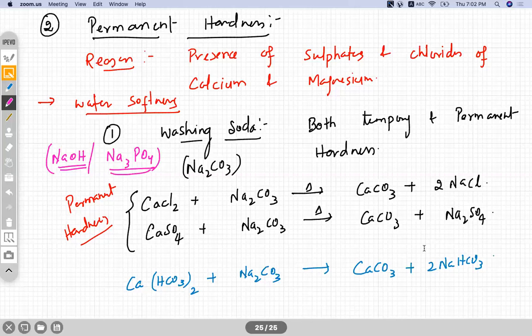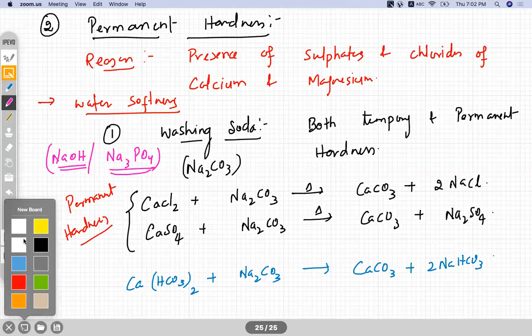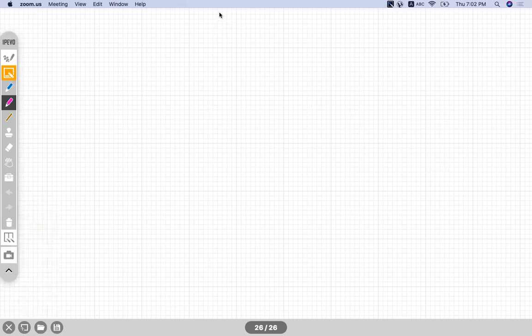You can use both, it will give you the same thing. Both we can use, Ca(OH)2, we can use washing soda, the same thing. Another water softener we have, we call it permutit. Common name is permutit.